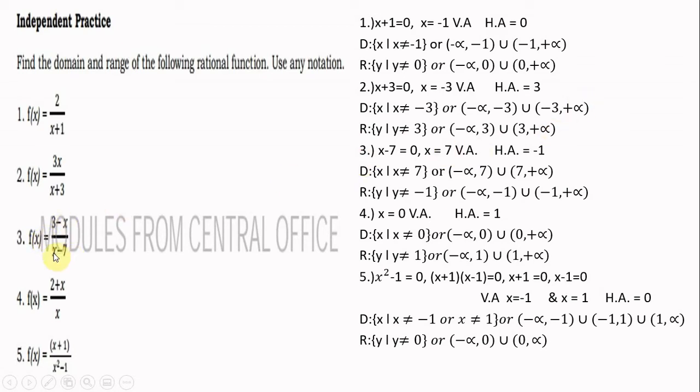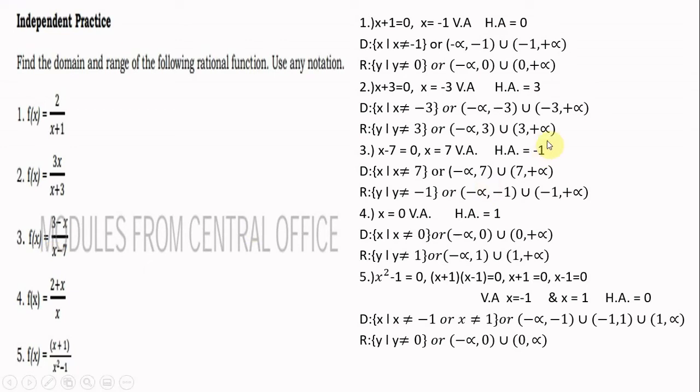Okay, number three is 3 minus x over x minus 7. The degree of the numerator is the same as the degree of the denominator. They are both 1. So to get its domain, equate the denominator x minus 7 to 0. So x minus 7 equals 0, so x equals positive 7. This is our vertical asymptote. And to get its horizontal asymptote, all you have to do is divide the numerical coefficient of the linear term in the numerator by the numerical coefficient of the linear term in the denominator. So here, this is negative 1 divided by positive 1. The answer is negative 1.